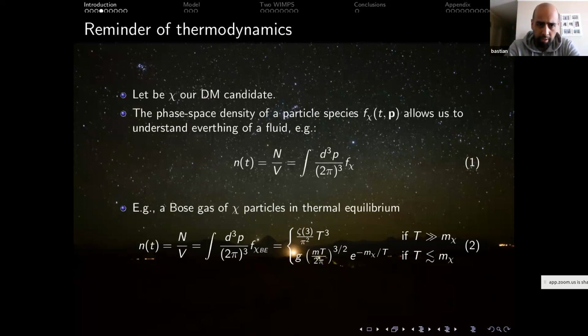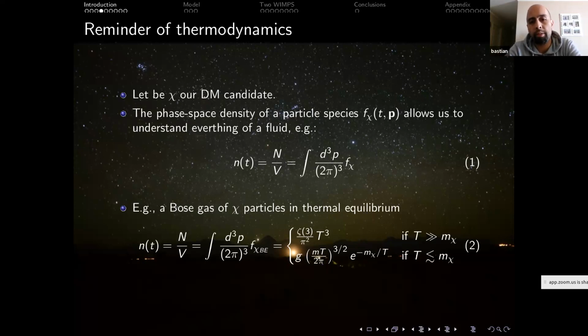So let me just remind you a little bit of thermodynamics. These are the typical tools that we use to describe the physics in the early universe and its decoupling for dark matter. So from now on, chi is our dark matter candidate.